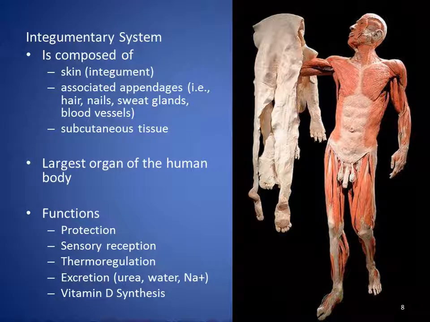The integumentary system is composed of skin, or integument, as well as associated appendages. These include nails, hair, sweat glands, and blood vessels. There is also subcutaneous tissue, or fat, within the integumentary system. If taken away or out of the body, it composes the largest organ of the human body, and it has various functions, including protection, sensory reception, thermoregulation, excretion, and vitamin D synthesis.